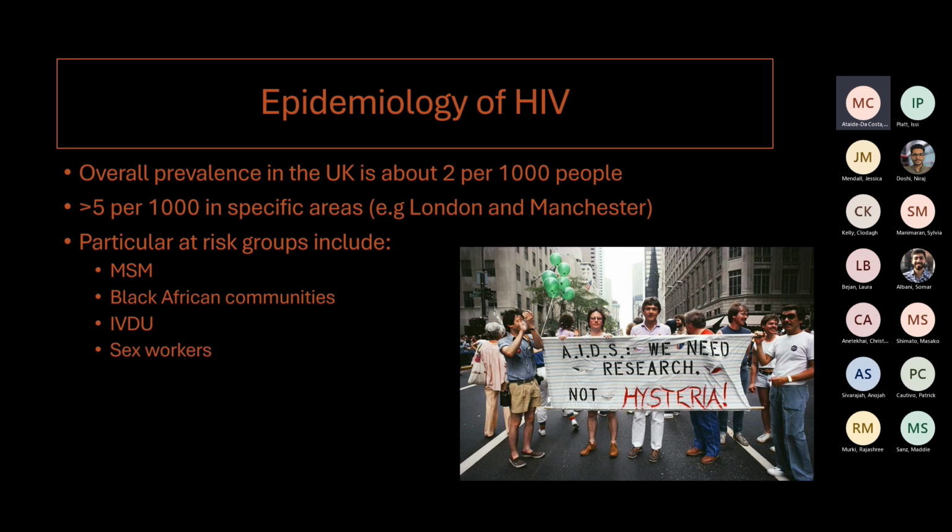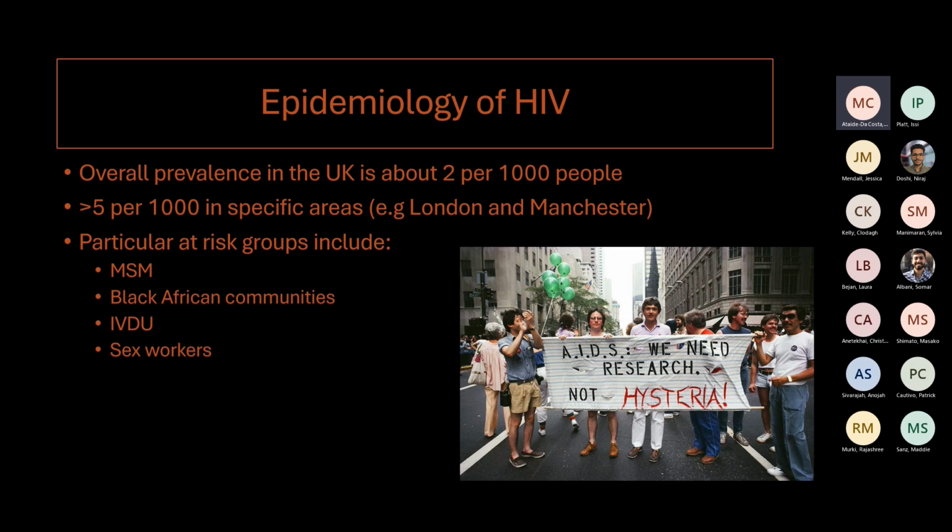So, in terms of epidemiology of HIV, the overall prevalence currently is about 2 per 1,000 people. This can rise up to about 5 per 1,000 in specific areas, particularly highly dense areas, such as London and Manchester. Okay, and there are particular at-risk groups.